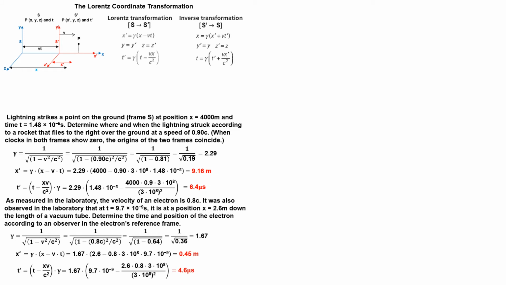Sometimes we'll be interested in the difference in coordinates of a pair of events. So for events 1 and 2, we can rewrite the Lorentz transformations in terms of any pair of events 1 and 2 with spatial and temporal separations.